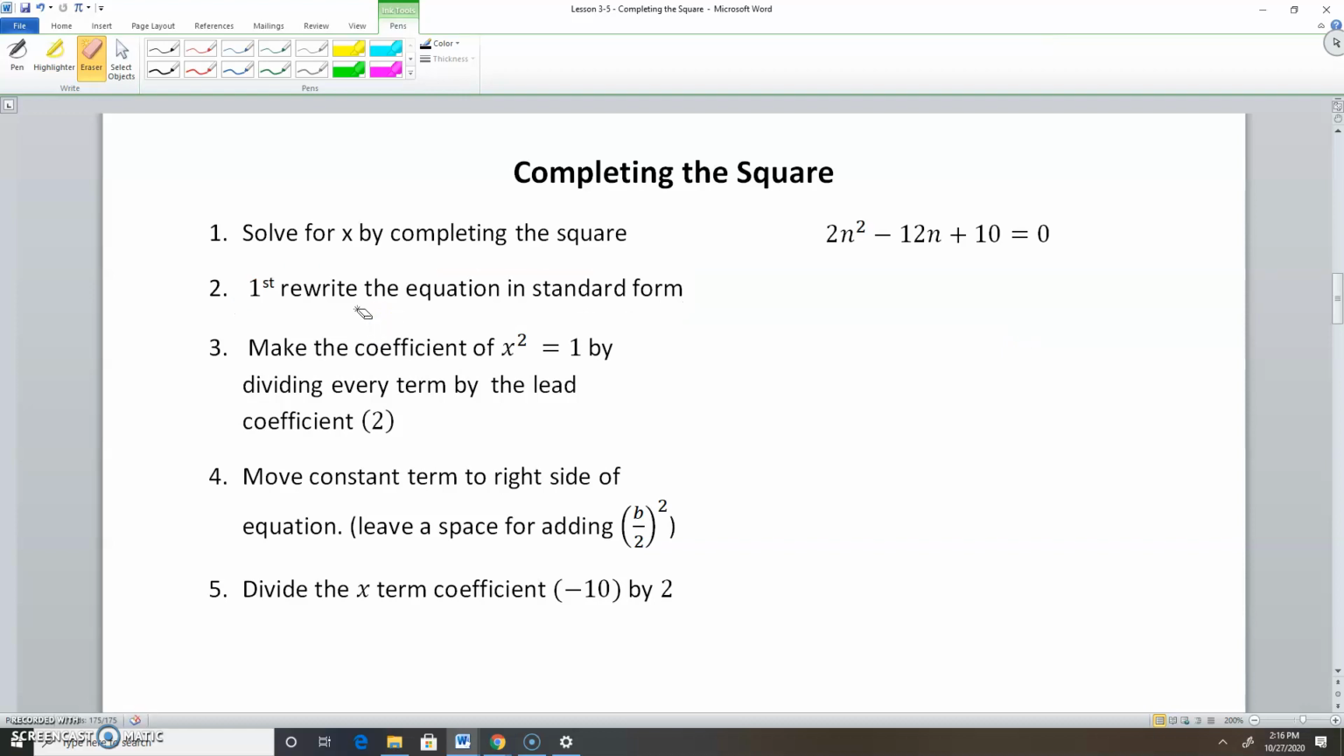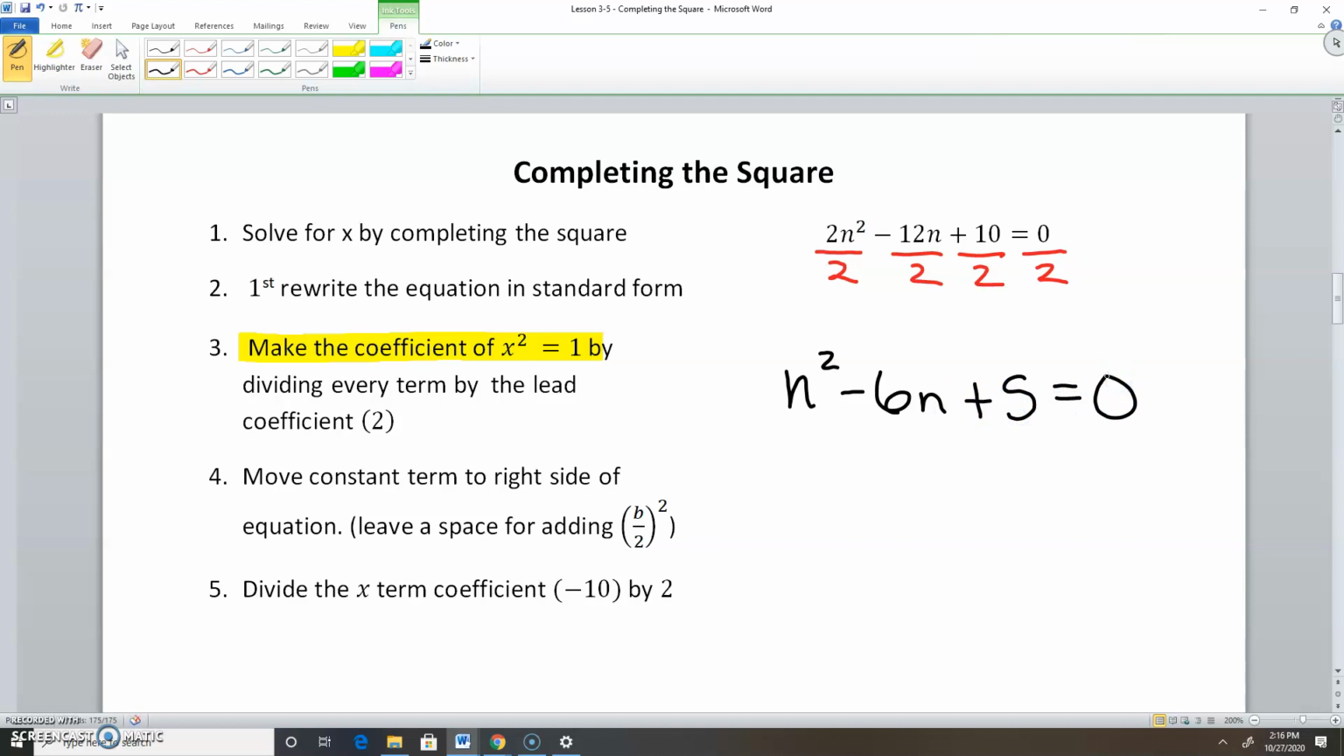The next thing that you have to do, and this is unique to completing the square, is that completing the square will only work if the coefficient of x squared is 1. So if I look up here, does my squared term have a coefficient of 1? It does not. Since it does not have a 1 there, we need to divide every term by that leading coefficient. So in this case, I have to divide everything by 2 in order for that to work. When I do that, that gives me n squared minus 6n plus 5 equals 0. And there we go.